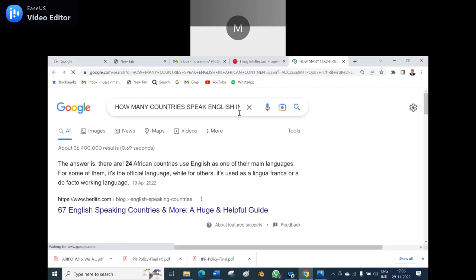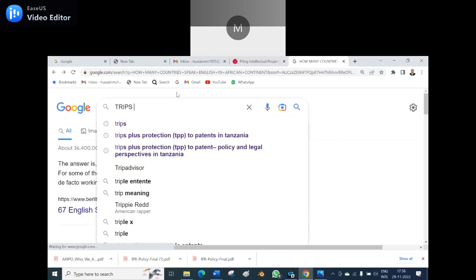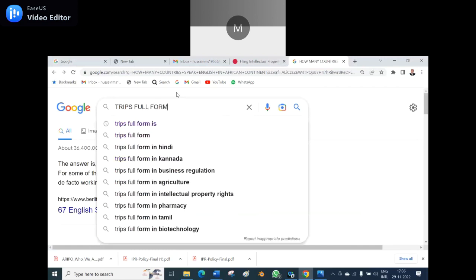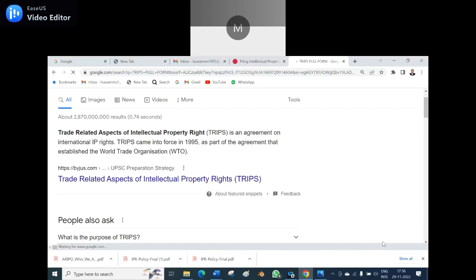See, for instance, if I write it, TRIPS full form. TRIPS is the acronym. It will be given over there. Read now. Trade-related aspects of intellectual property rights, TRIPS, is an agreement. See, T means trade, R means related. Then of course we eliminated 'aspect', and intellectual, I is there.